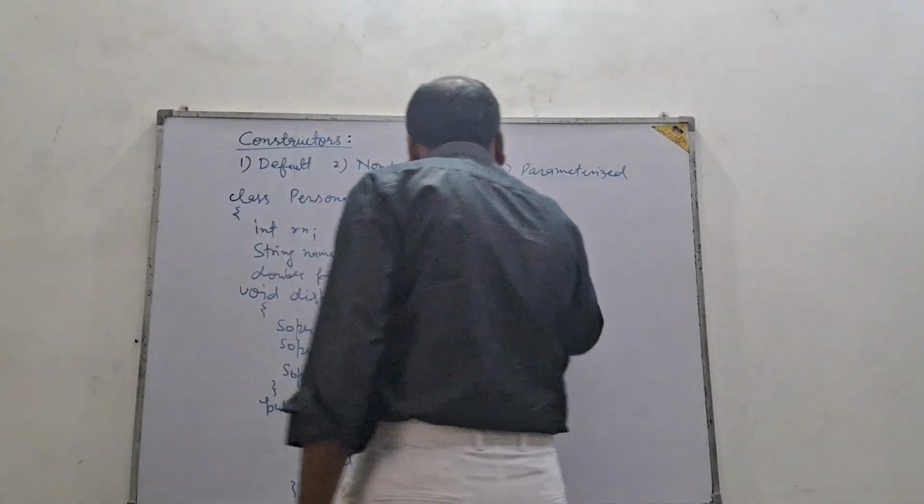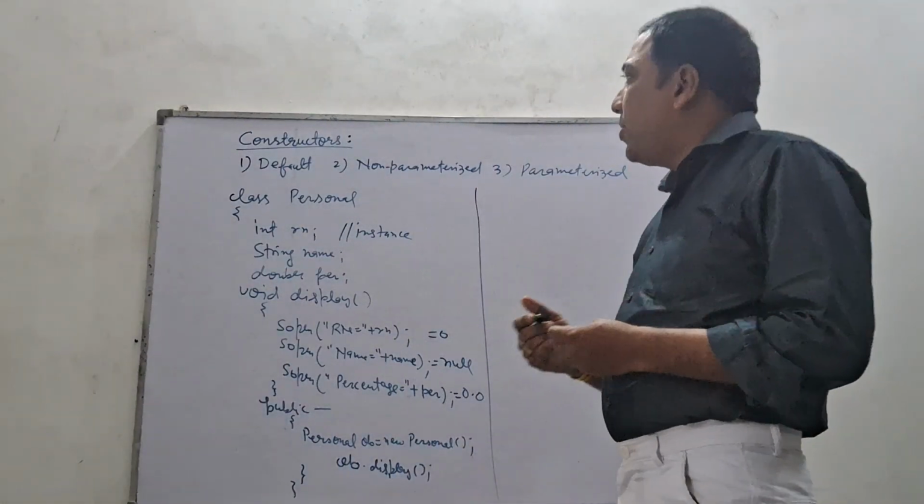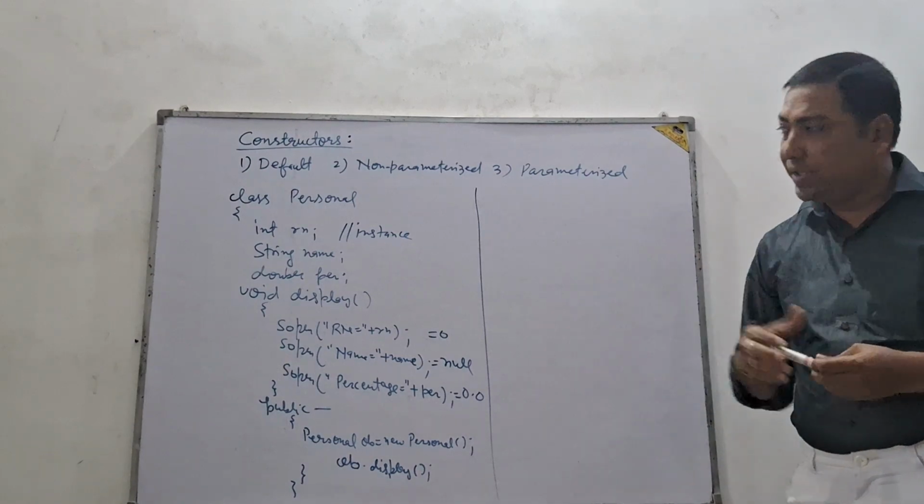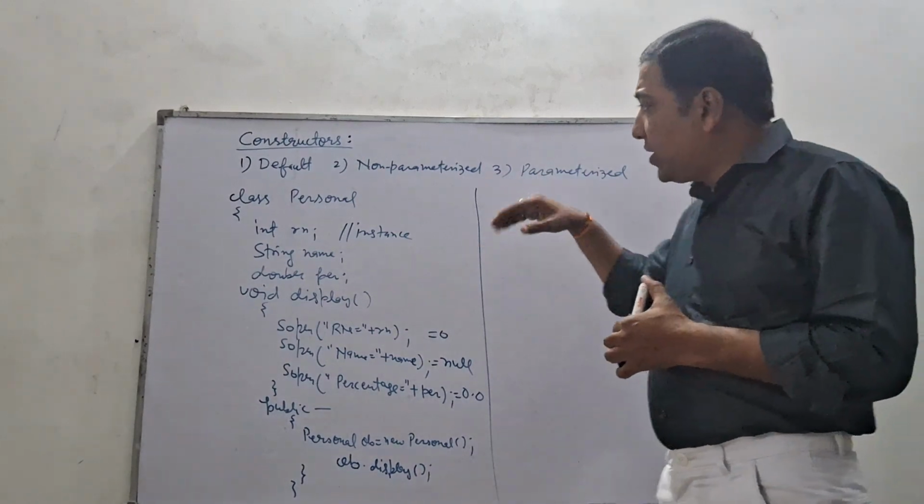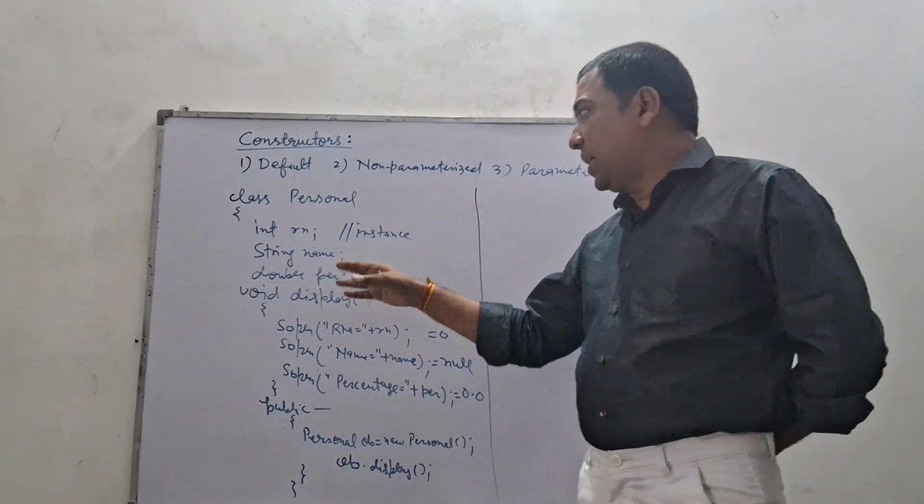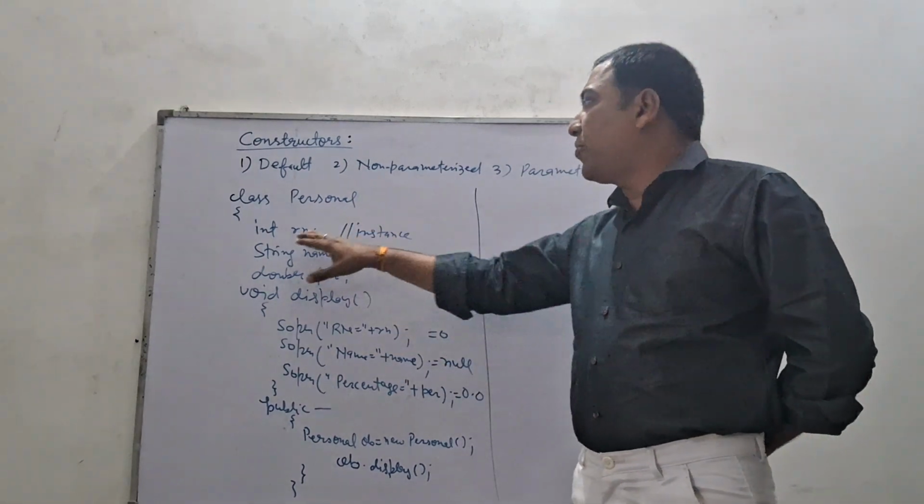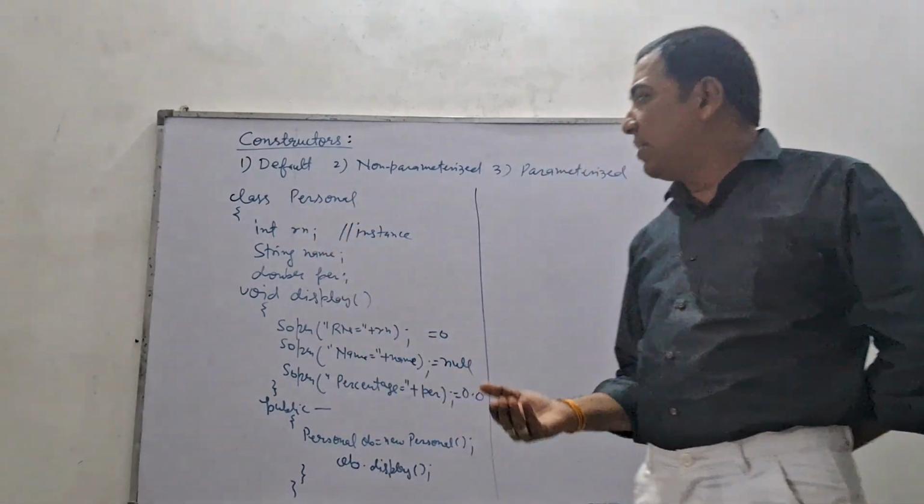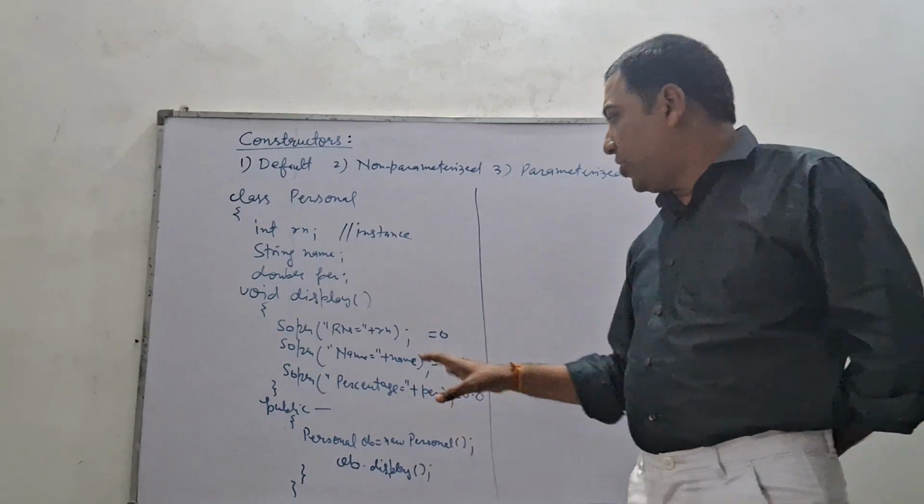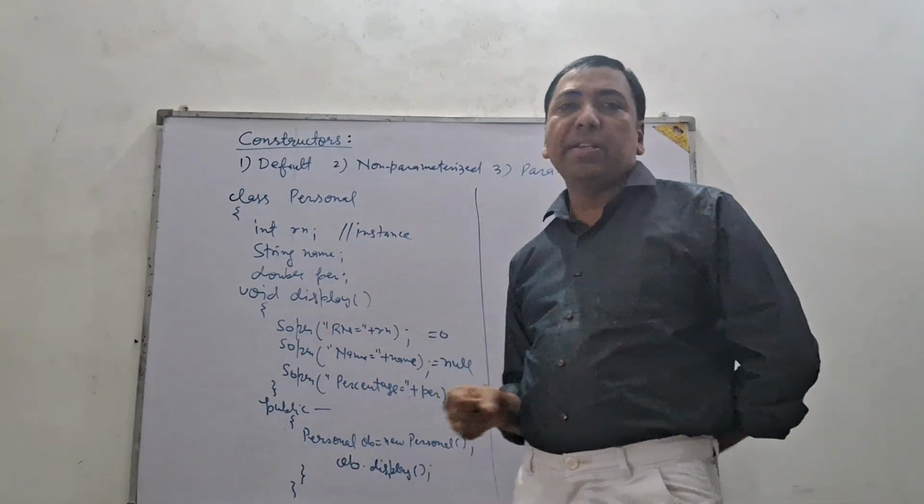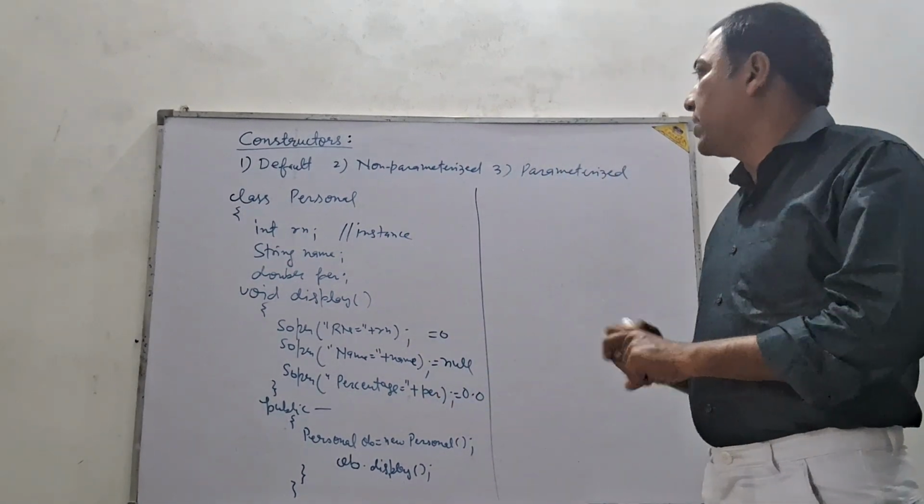Now let us see the non-parameterized constructor. Now we will discuss what is the need of a non-parameterized constructor. Actually, sometimes we need values other than the default value, like in roll number, name, percentage, you want to give some legal value, not the default value. At that time it is compulsory to make a non-parameterized constructor.